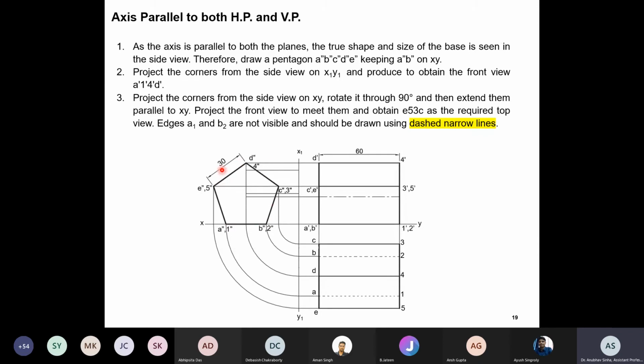Now from that polygon, project these corners to obtain the front view. So you can project these points. You know the length of this, right? This is a right polygon, so this axis will be at a 90 degree angle. This length is given, so you know the projections. Make this projection, make this length, so you will have a front view.